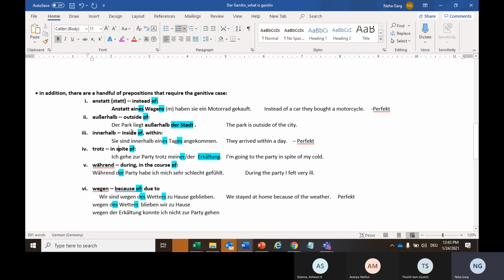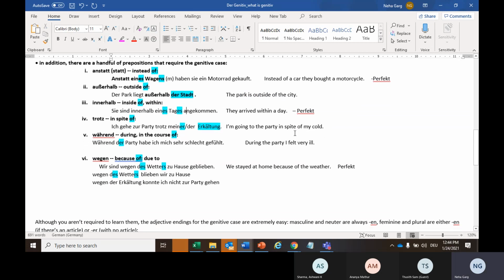So now here this innerhalb can be used in the sense of area, like we have used außerhalb, or when you are saying within this time frame I completed my graduation, or within a day I learned the whole course, or within a week I finished the task which was given. So within, when you're talking about a specific time frame. So sie sind innerhalb eines Tages. Tag ist der Tag, also eines Tages angekommen.